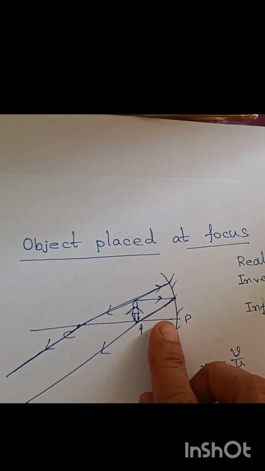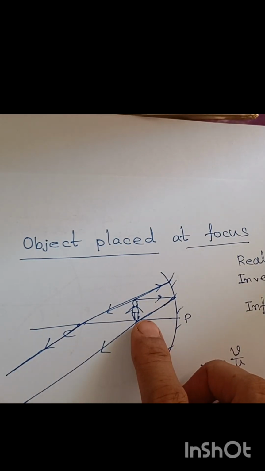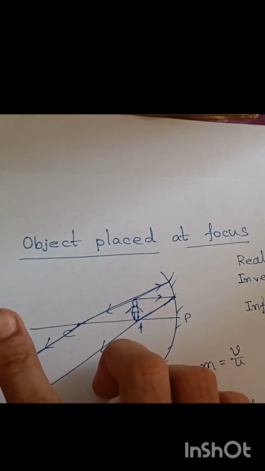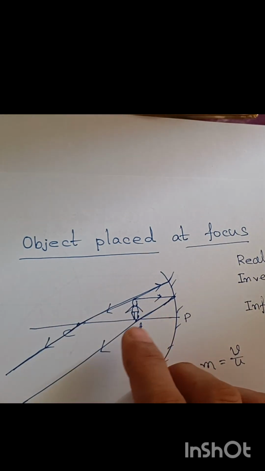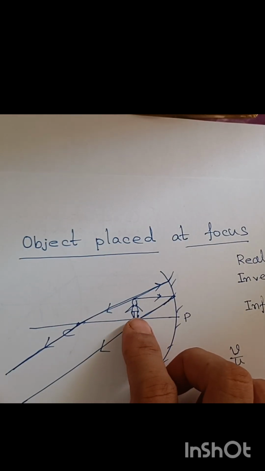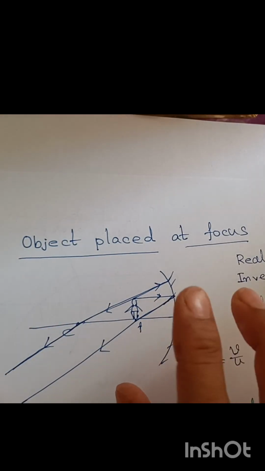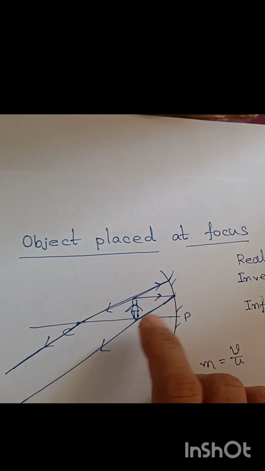This image nature is actually opposite to the image nature when we place the object at infinity. When the object was at infinity, the image formed at F and was very much diminished, and when we place the object at F, the image will be at infinity and very much magnified. Truly, this is opposite to the first case.